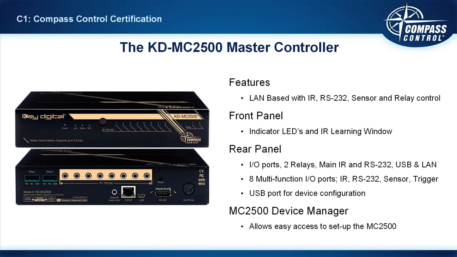Now the MC2500, as I said, this is the hub. This is the black box that sits in the rack with all the gear, and it's going to get the signals from the iDevices and then route IR, RS-232, IP, and trigger commands to the particular devices. It sits on the network, it's LAN-based.